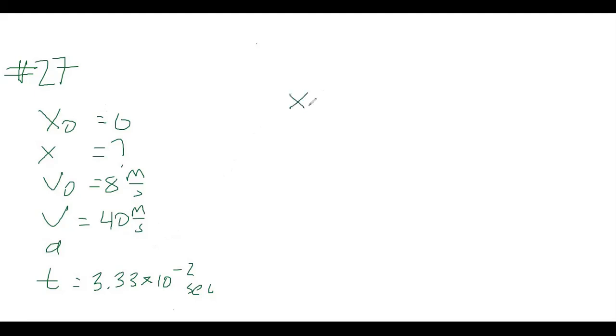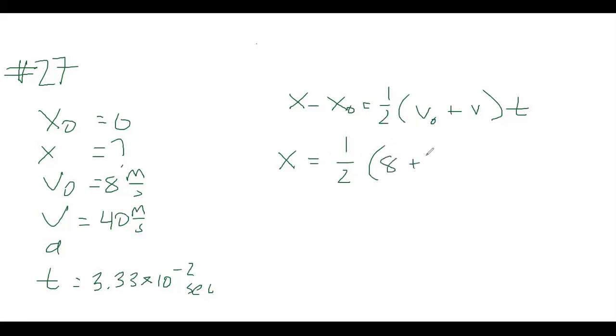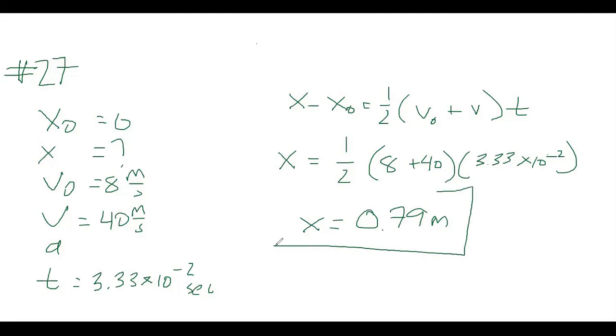So the formula that we choose: x minus x naught equals 1/2 times v naught plus v, times t. X equals 1/2 times 8 plus 40, times 3.33 times 10 to the minus 2. X equals 0.79 meters per second squared. I mean, this is not meters per second squared, this is distance. X equals 0.79 meters. So that's pretty much how long the puck is on the stick, almost a meter. That's what they're asking you here.